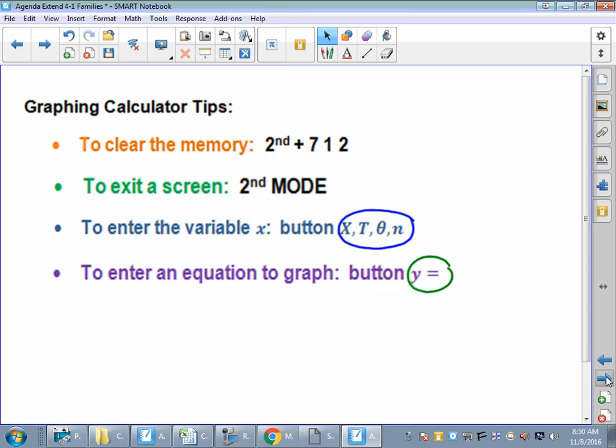So this Extend 4.1 section is going to be doing some graphs, looking to see if they are a family and explaining. So you're going to have to graph, you're going to have to see the relationship and explain if they are or are not a family.